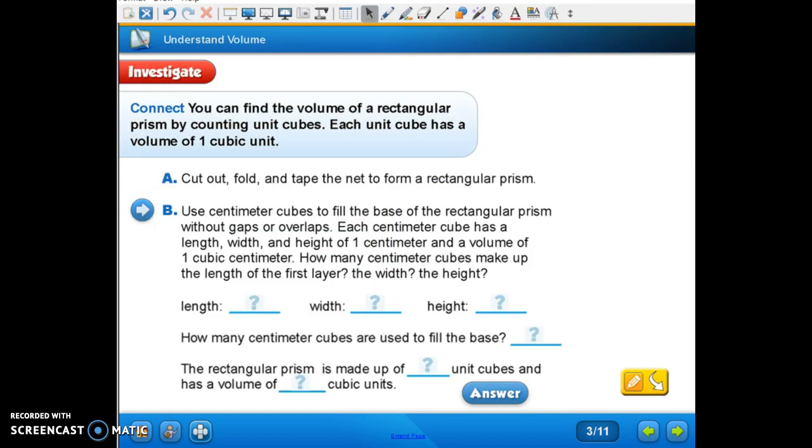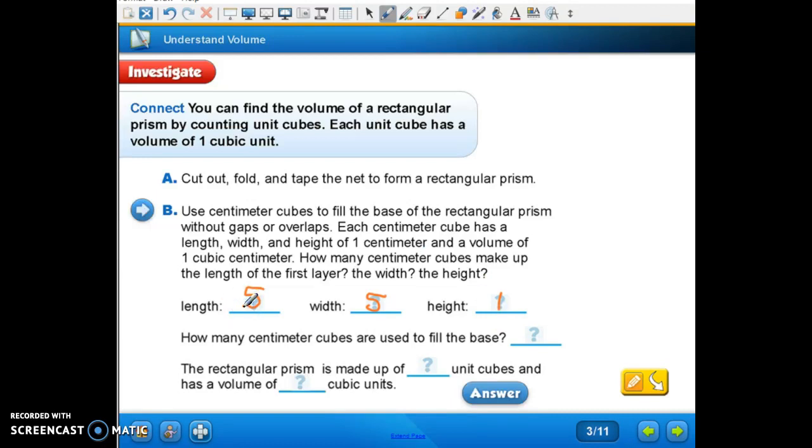Okay, I've cut and folded my little box here. It says, how many centimeter cubes make up the length of the first layer? How many were on the first layer? How many did we count? Oh, no, the length. 5. And how many made up the width? And what's the height? 1. Only 1 tall.